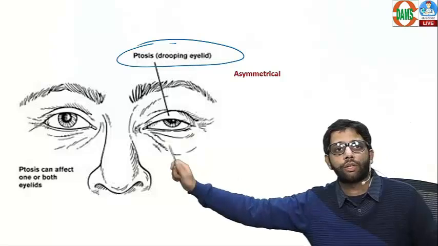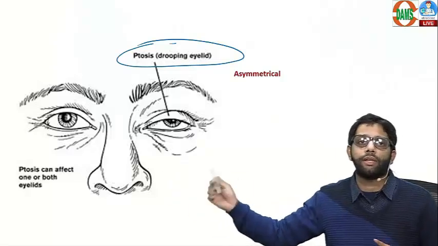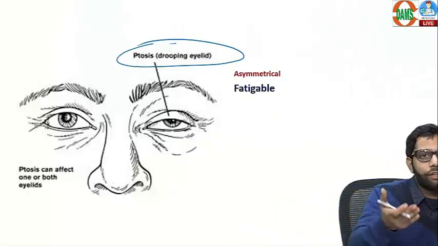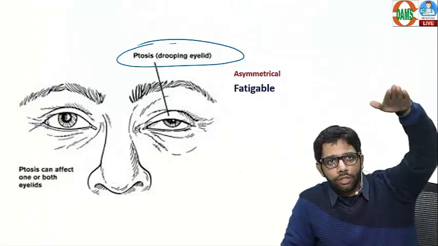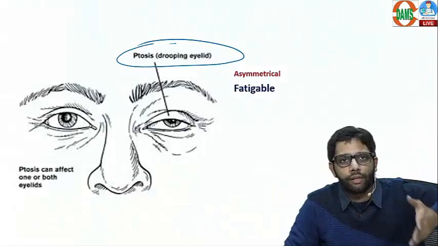Asymmetrical. It can be asymmetrical ptosis. Bilateral भी हो सकता है, unilateral भी, asymmetrical. And the important thing we talk about, fatigable. Ask the patient to look up. The ptosis drops down because it becomes fatigued.